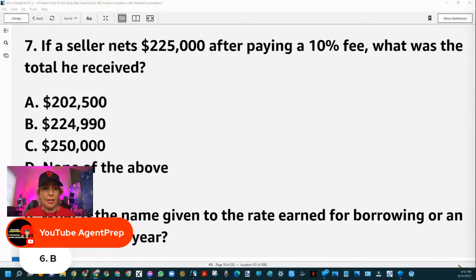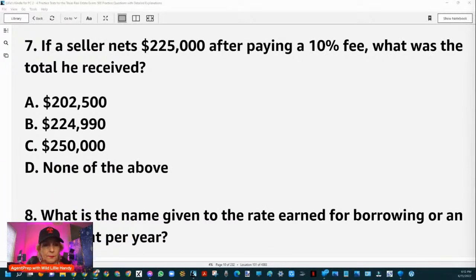Okay, number 7. If a seller nets $225,000 after paying, so net, right? That's after all expenses. After paying a 10% fee, what was the total he received? So seller nets $225,000 after paying 10%. What was the total he or she received? A, $2,002,500, B, $224,990, C, $250, or D, none of the above.